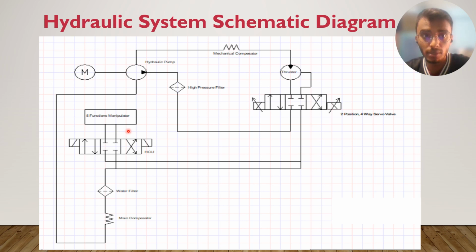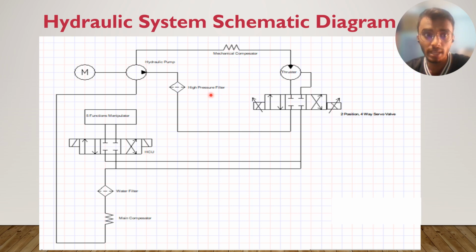Then from the manipulator, it will return to the water filter. Why a water filter? Because in case there is any leakage or water goes inside the hydraulic line, we don't want it to go to the main compensator, which contains the storage or reservoir for hydraulic oil. Then from the main compensator, it will recycle back to the hydraulic pump.